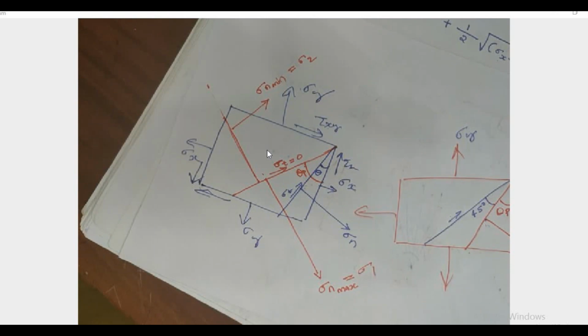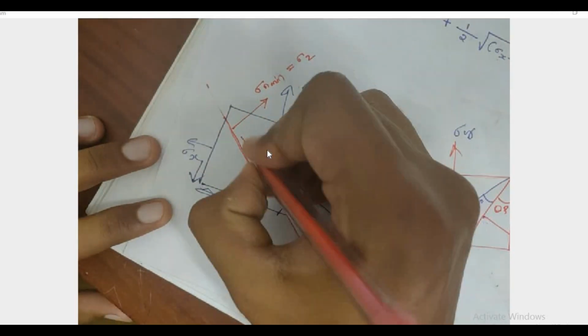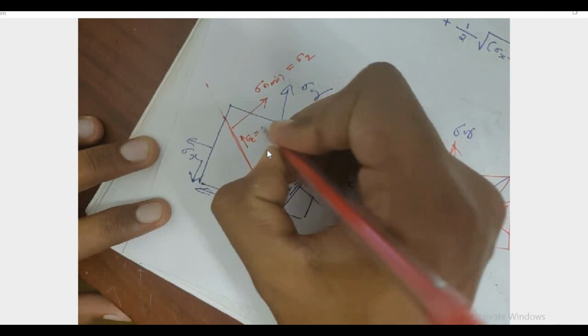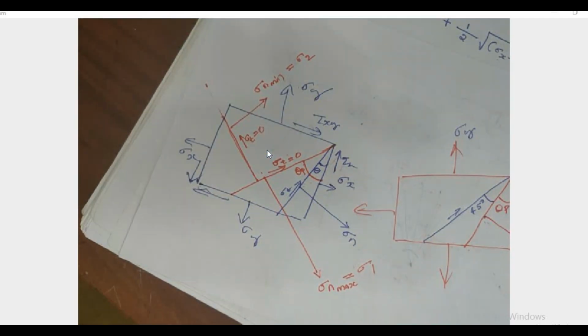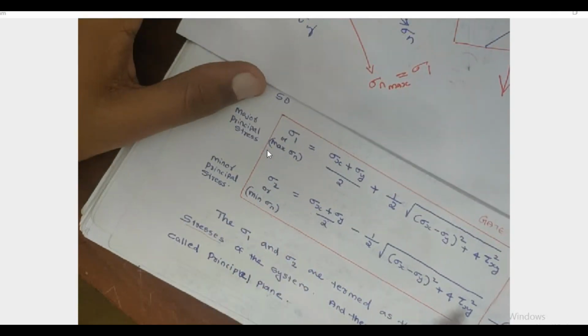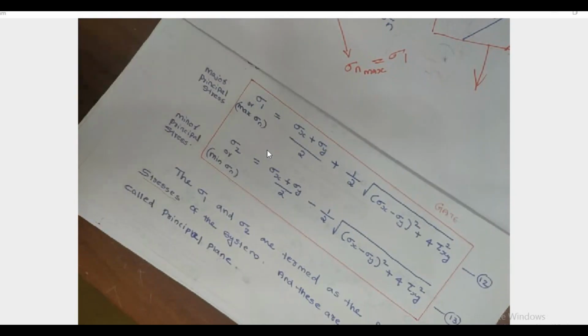Where also sigma t is 0. Sigma t equal to 0. And the formula to find sigma 2 is this one. Okay, the 13th formula. Minor principal stress.